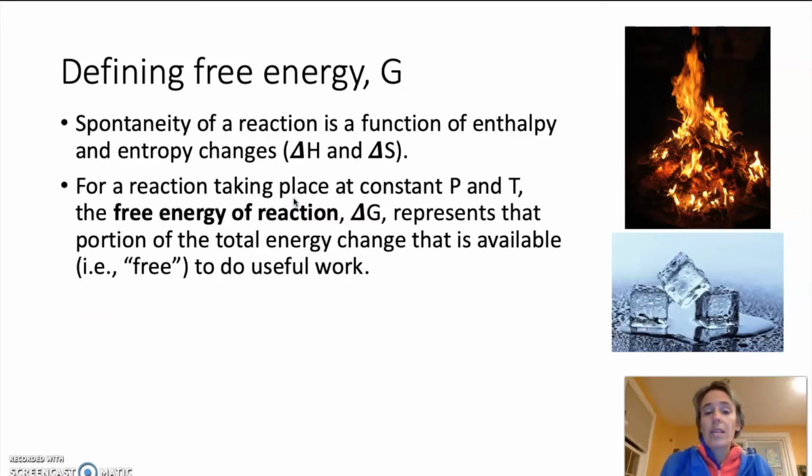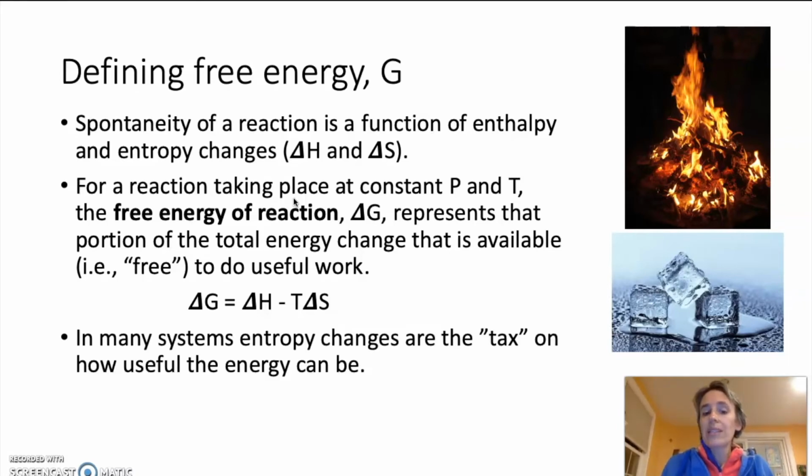To define free energy, which we symbolize with a G, it's the portion of that total energy change that's free to do useful work. Now, that's pretty hard to wrap your head around. Mathematically, we can combine the enthalpy and entropy terms. When we combine those in the form of delta H minus temperature times delta S, that gives us the free energy change of the reaction. One way to think about this is that the entropy change is almost like a tax on how useful the energy can be. Matter and energy that's dispersed can't really be harnessed all that well.